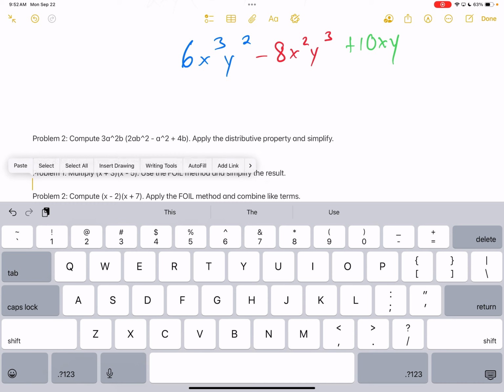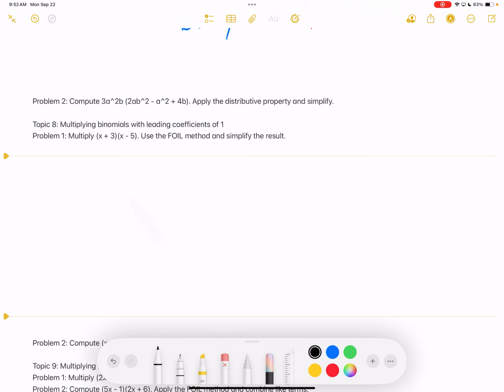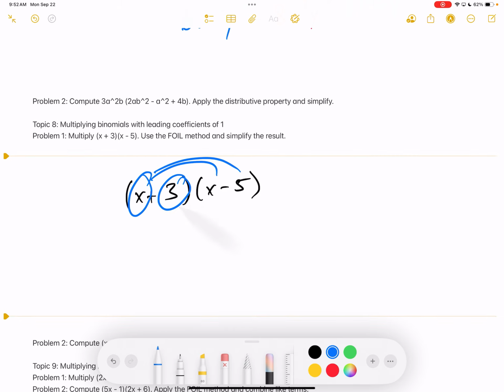The next thing is foiling, which you might have heard of before. But this is when I have a binomial times a binomial. What foiling is just an acronym to make sure that I multiply everything in the left one times everything on the right one. So I'm going to take this x times both of these, and then I'm going to take this 3 times both of these. So you got to take everything in the left times everything in the right, okay?